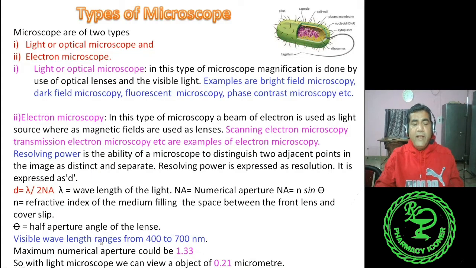Visible wavelength ranges from 400 to 700 nanometer. So if we take 500 nanometer wavelength, then the maximum numerical aperture value could be 1.33. If you put that value here, 500 and here 1.33, then the light microscope can view a minimum object of 0.21 micrometer. So if the object is smaller than this, we cannot see that object.